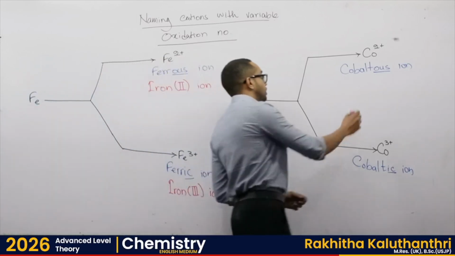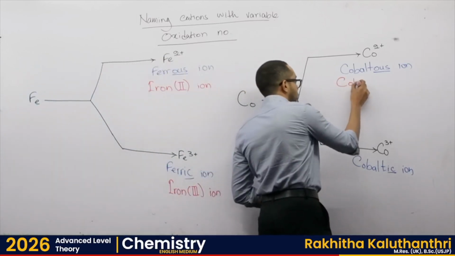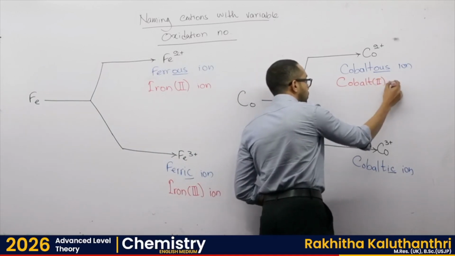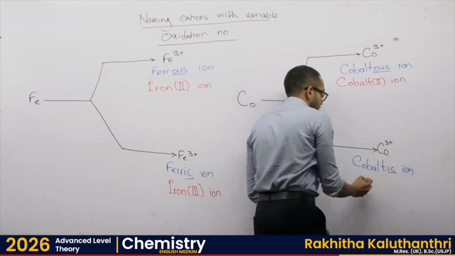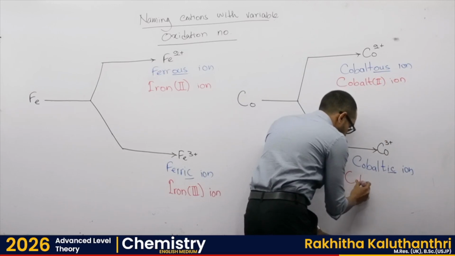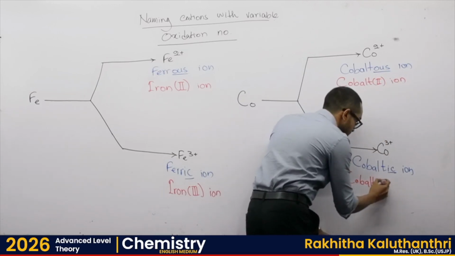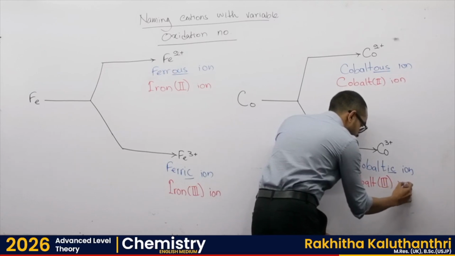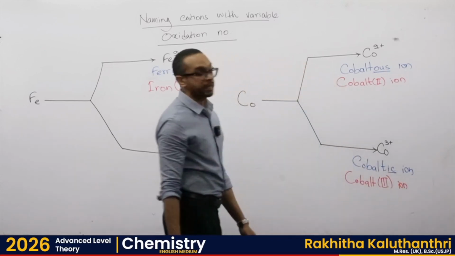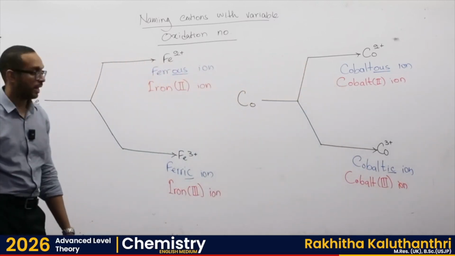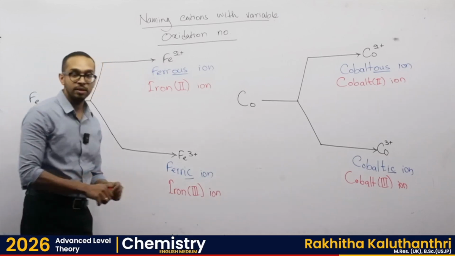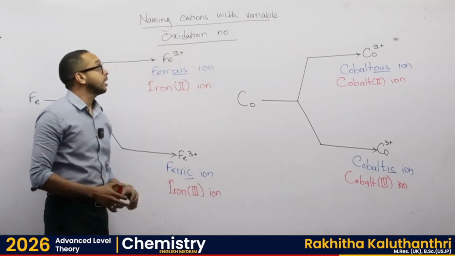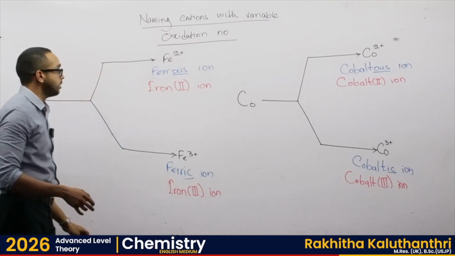This one is called what? Cobalt(II) ion, and this one, cobalt(III) ion. Is that clear? Simple as that. Okay? All good? Right. So under naming cations with variable oxidation number, take this down.